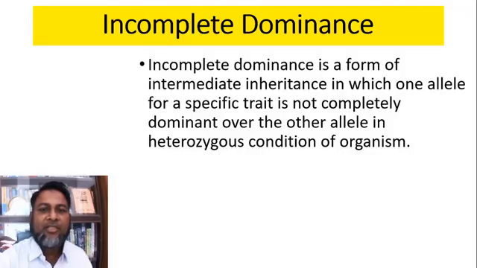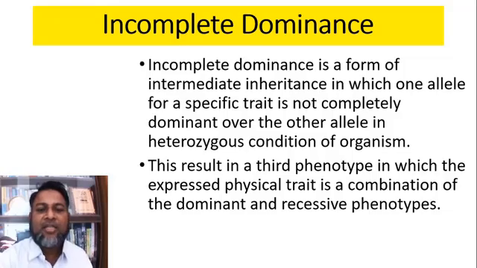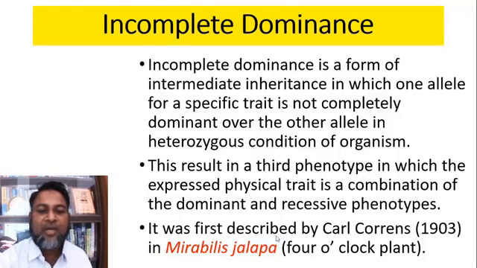Incomplete dominance is a form of intermediate inheritance in which one allele for a specific trait is not completely dominant over the other allele in the heterozygous condition of the organism. This results in a third phenotype in which the expressed physical trait is a combination of the dominant and recessive phenotypes. It was first described by Carl Correns in 1903 in Mirabilis jalapa, commonly known as the 4 o'clock plant.